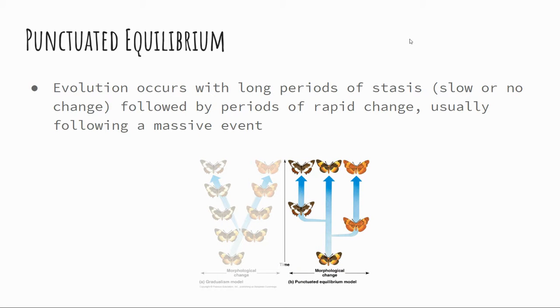Punctuated equilibrium: evolution occurs with long periods of stasis, and stasis is slow to no change at all. This is followed by periods of rapid change. So usually after a massive extinction event, or other type of event, you'll have quick change, and then you'll have a period of stasis, and then another period of quick change, and so forth. So you can compare and contrast the two different types of change here between gradualism and punctuated equilibrium.